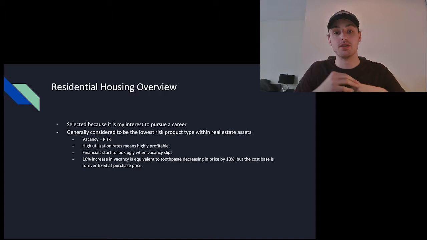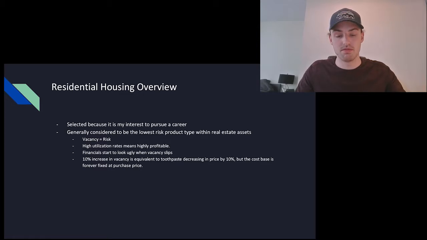I've scoped this to residential housing because, as we'll talk about risk in real estate, it's a less risky segment. Plus, I'm more interested in it from an architecture and design perspective, and so therefore this was a good place to start.